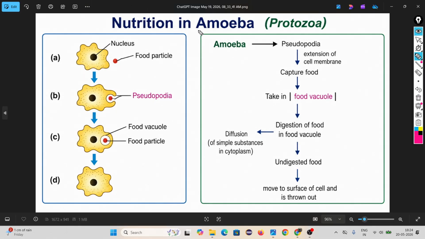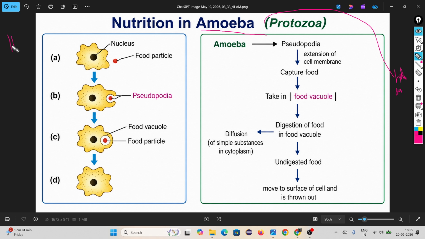Look, amoeba is a single cellular, or unicellular, organism. That means its body is made up of only a single cell. And you remember, amoeba nutrition type is holozoic.